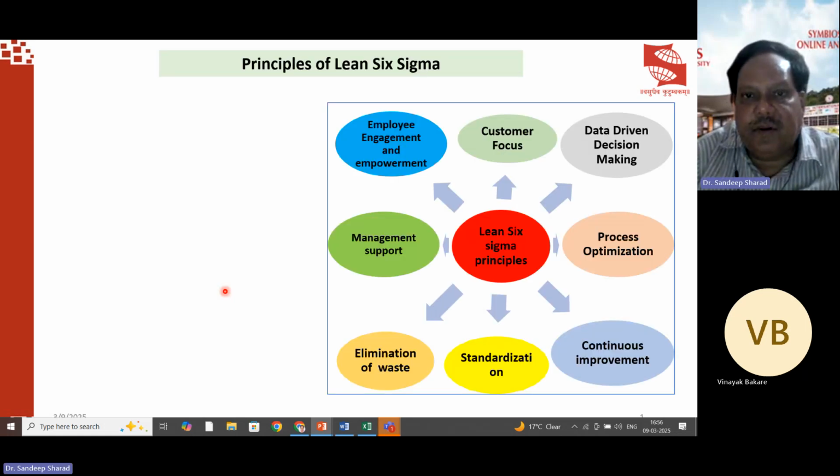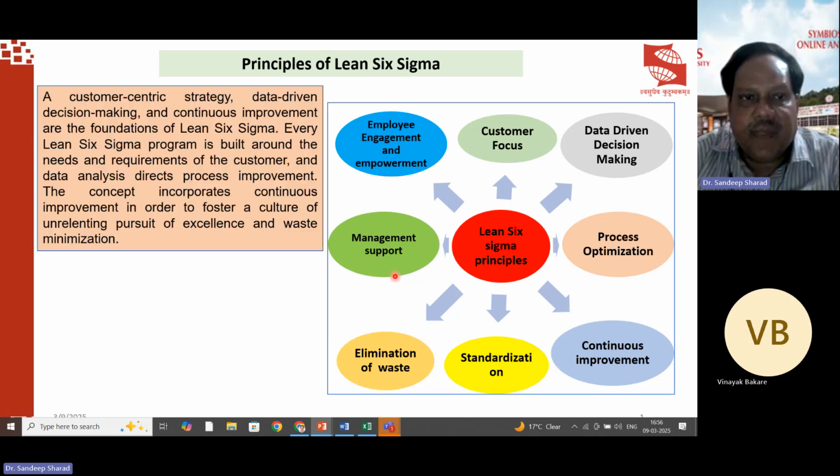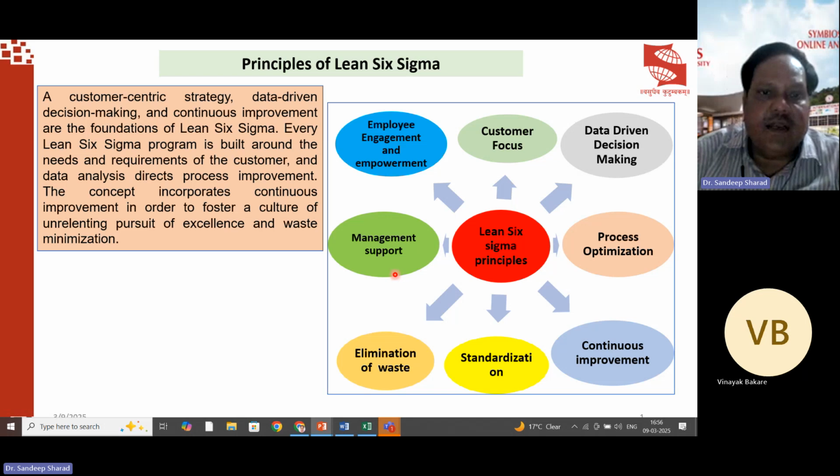Now coming to the principles of Lean Six Sigma, let's talk about what the principles are and how Lean Six Sigma can be practiced in the industry. Employee engagement and empowerment can be the first task. The principles are customer focus, data-driven decision making, process optimization, continuous improvement, standardization, elimination of waste, and management support. It starts with management support; the customer-centric approach, data-driven decision making, and continuous improvement are the foundation of Lean Six Sigma.